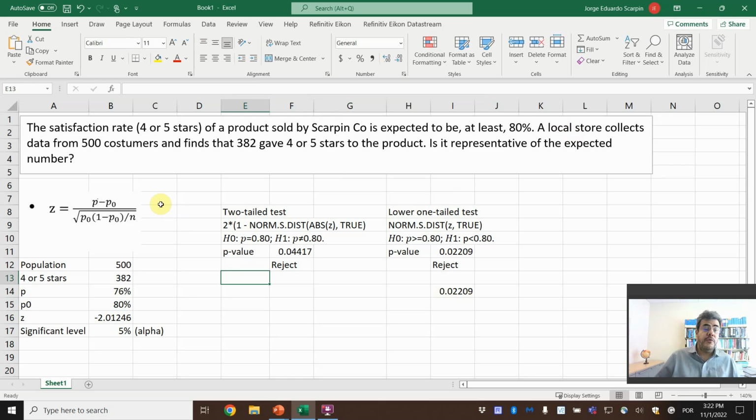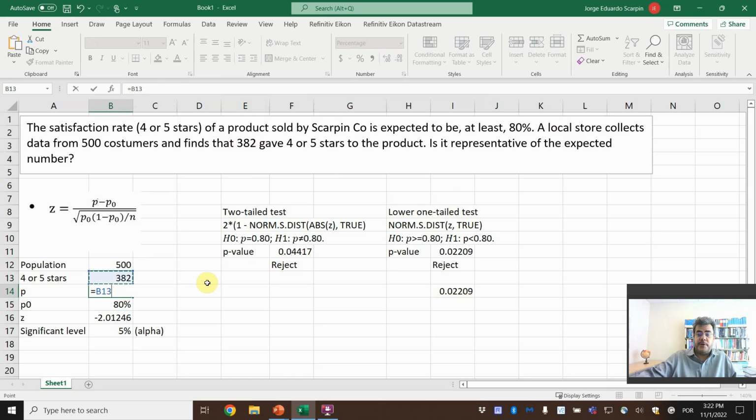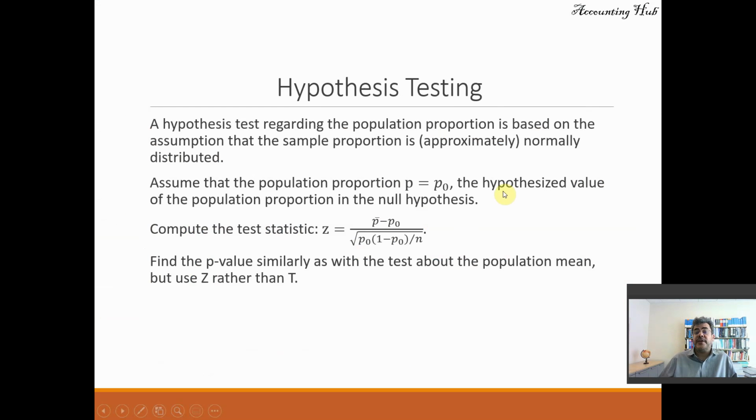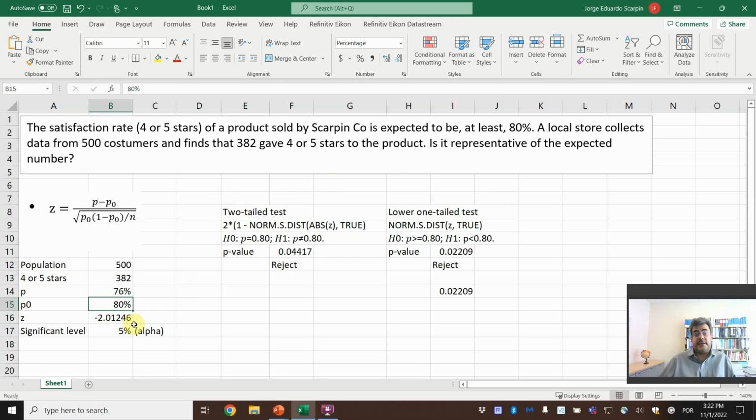Perfect. So first, we need to find the z. So here, population 500, 4 or 5 stars, 382. So we have the proportion. And what is the proportion? 382 divided by 500, 76%. And the P0, remember the P0, the hypothesized value of the population proportion, is 80. And to find z, we get minus 2.0246. Let's do it together.